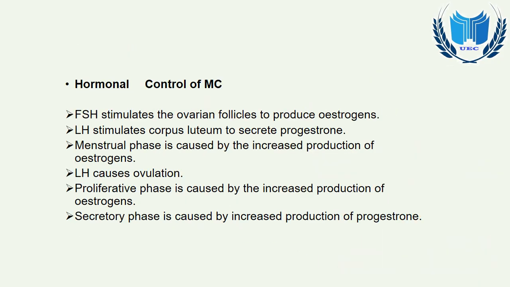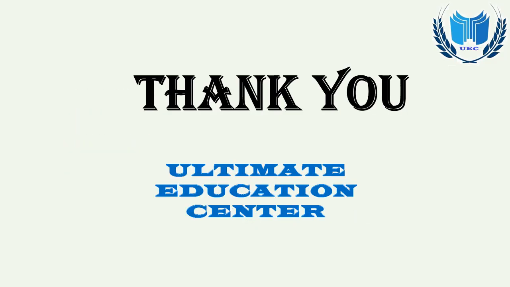Now, the hormonal control of the menstrual cycle. The FSH hormone stimulates the ovarian follicles to produce estrogen hormone. LH stimulates the corpus luteum to secrete progesterone hormone. The menstrual phase is caused by the decreased production of estrogens and progesterone. LH causes ovulation. The proliferative phase is caused by the increased production of estrogen. The secretory phase is caused by increased production of progesterone.